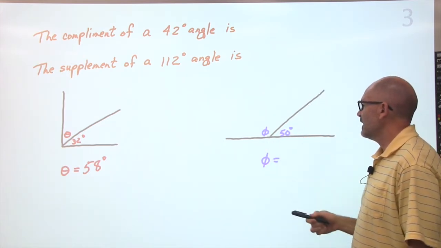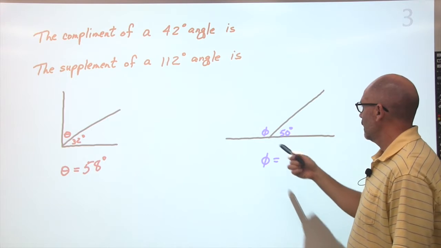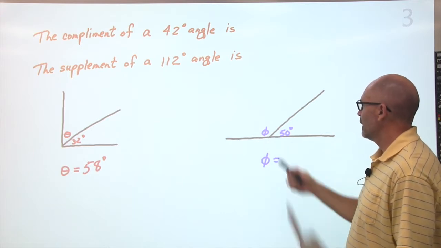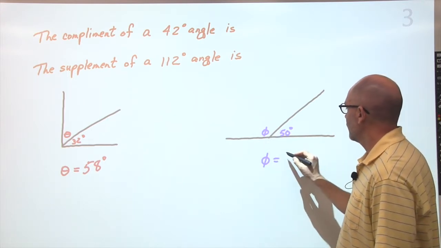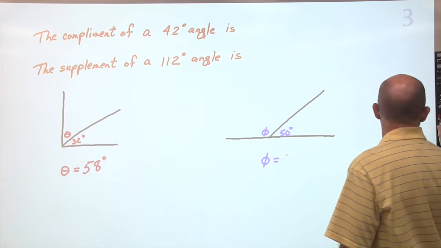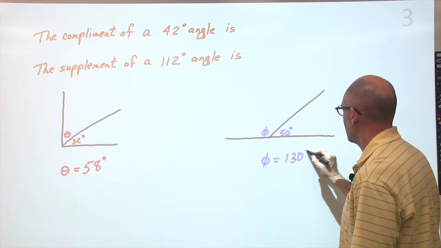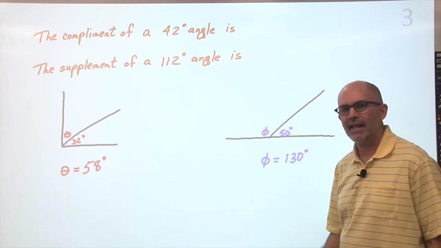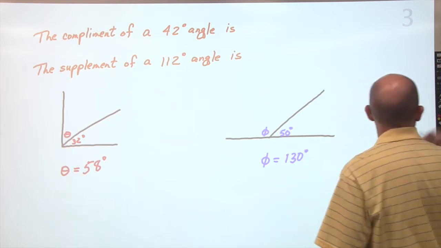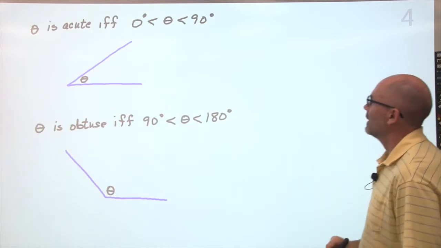All right, now here we see phi and the angle 50 degrees are supplementary angles. So what does phi have to be? It has to be 130 degrees. Right. That's it. Piece of cake.